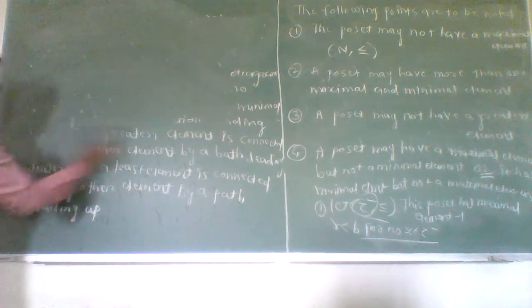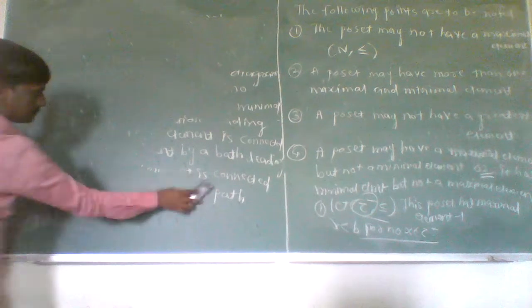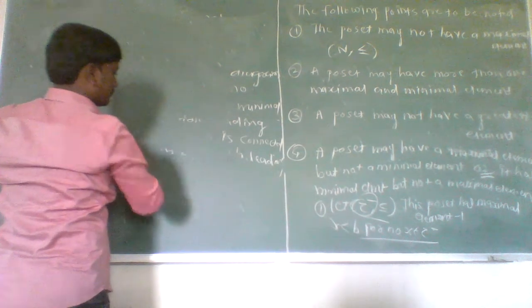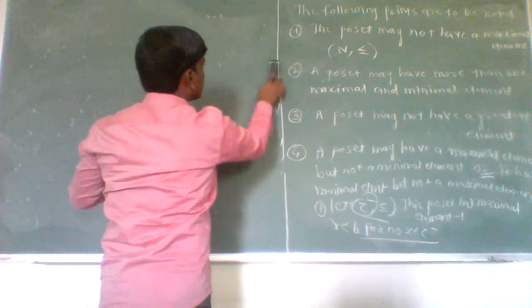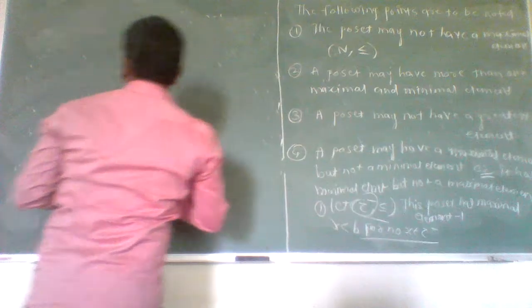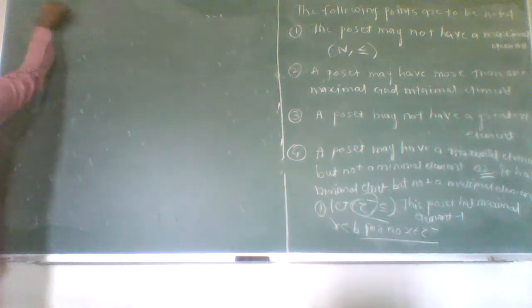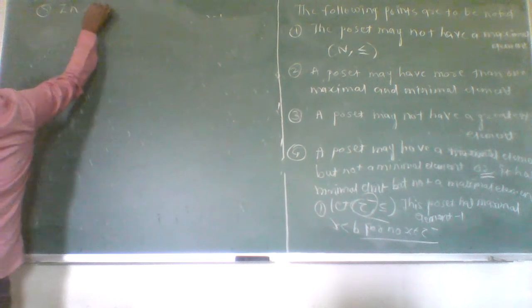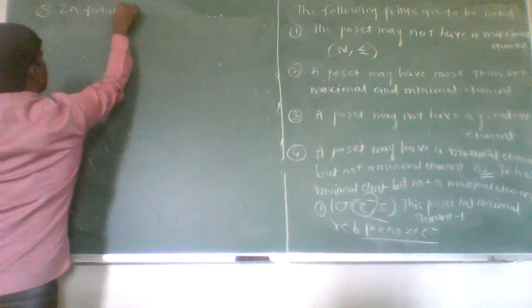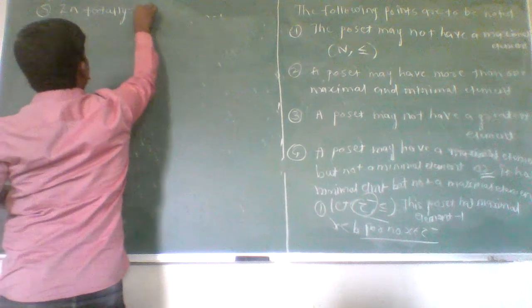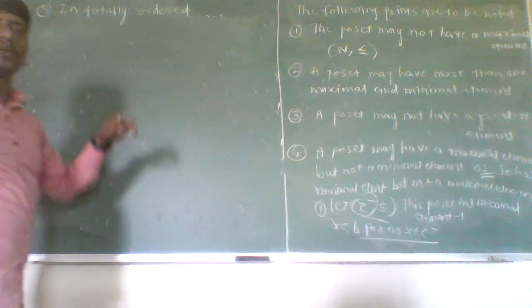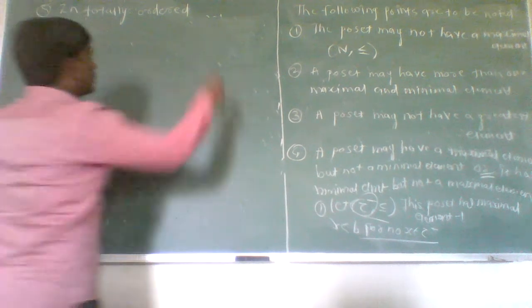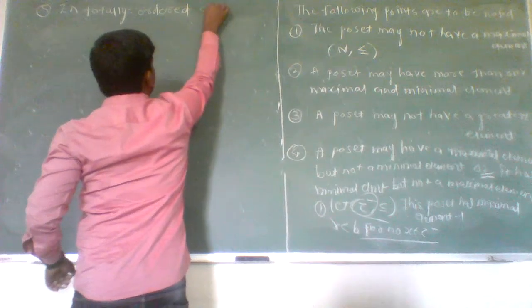Now, fifth property is in totally ordered set. A set is said to be totally ordered if every two elements belonging to that set are comparable.